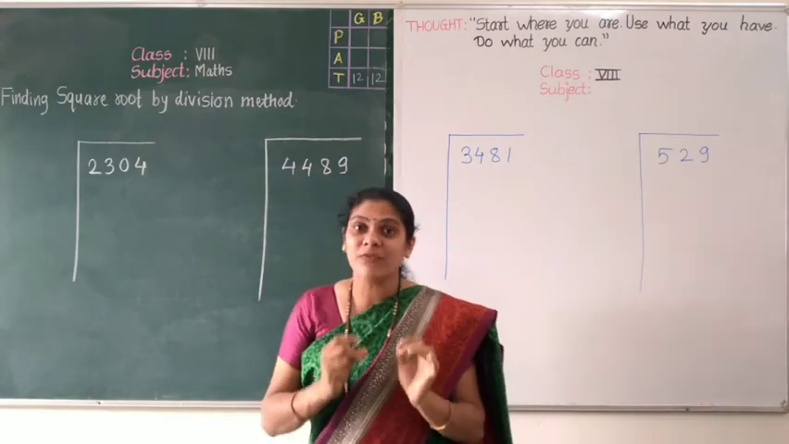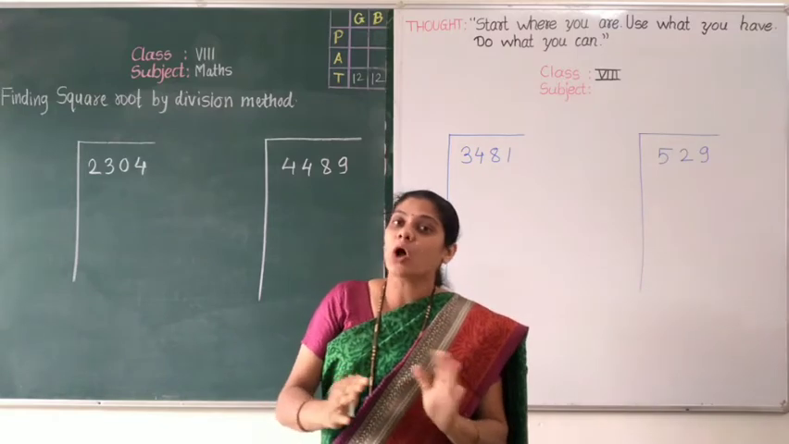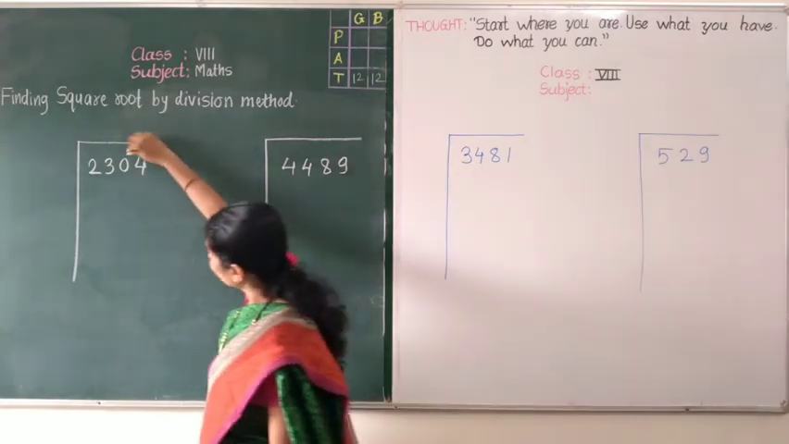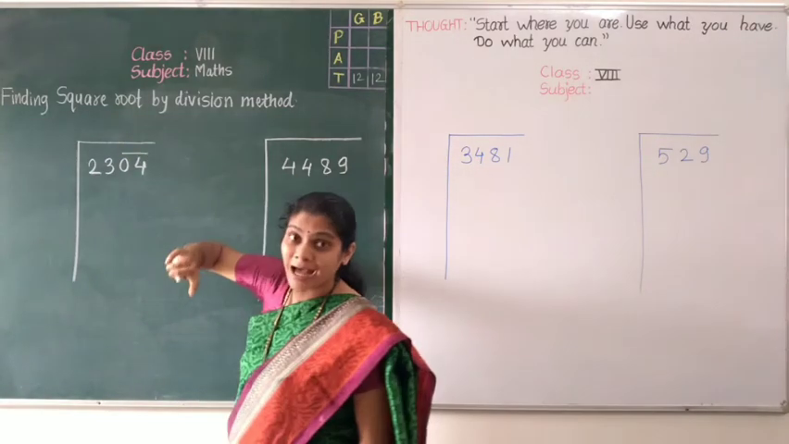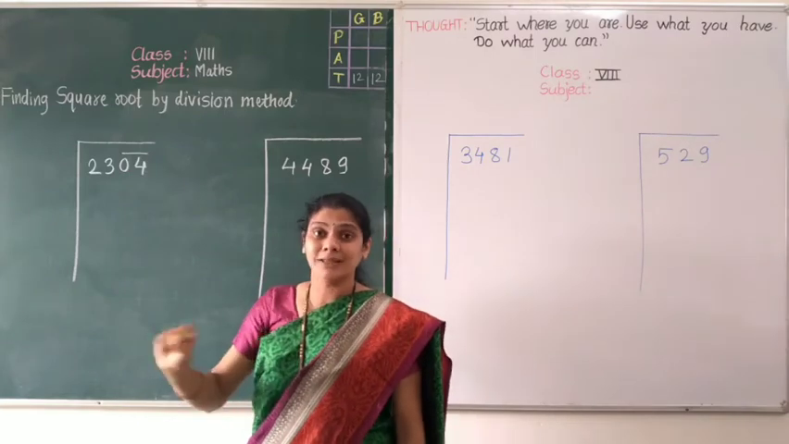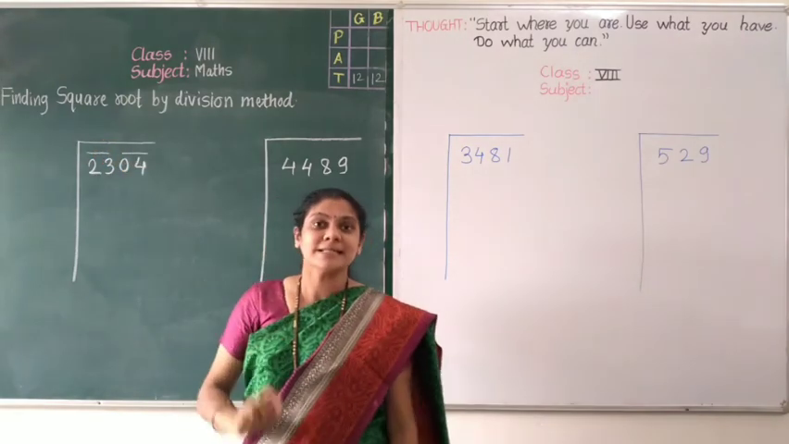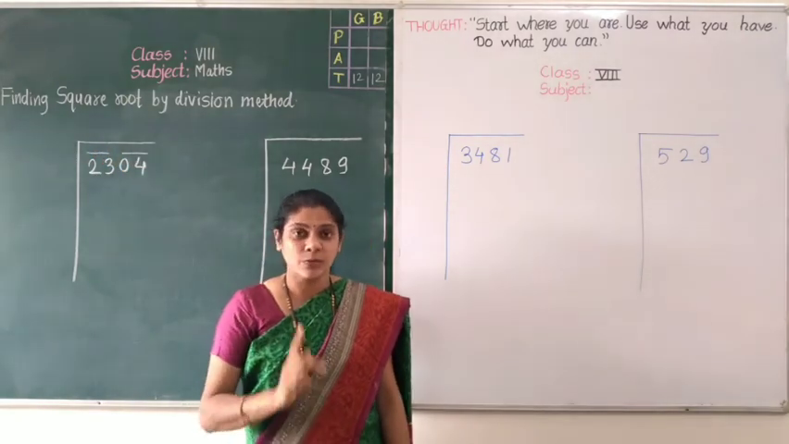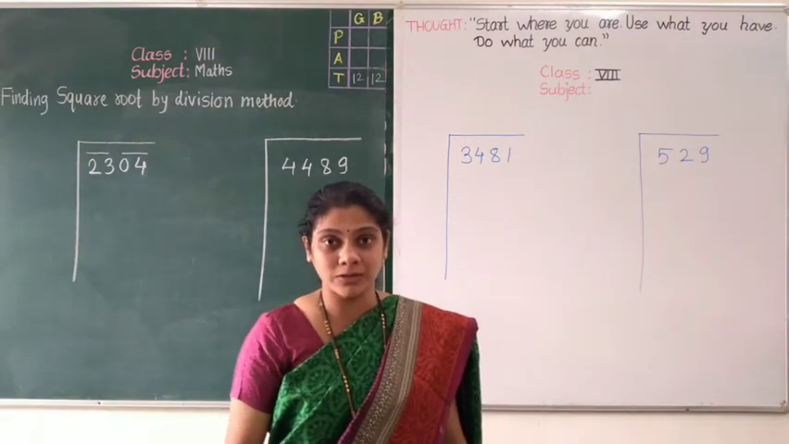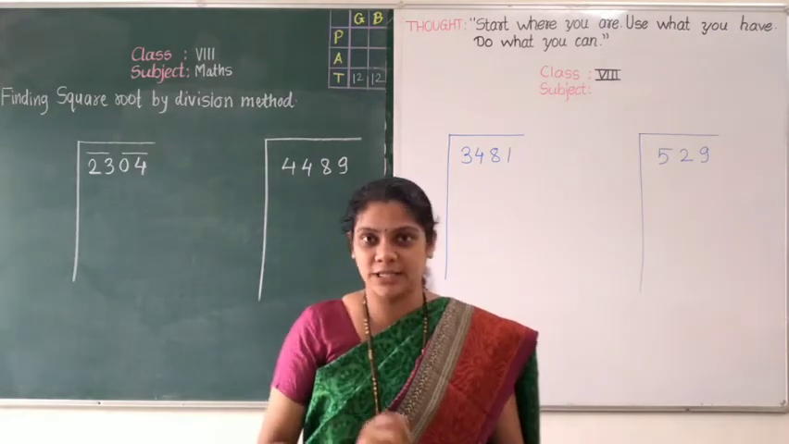So the first step while solving these sums, we have to make groups of two numbers, but from our right hand side. So this is my first group. We have to draw a line above those two numbers, and this is my second group. This is my first step. You get this? We have to make groups of two numbers and draw a line above those numbers from our right hand side, that means from the last digit.